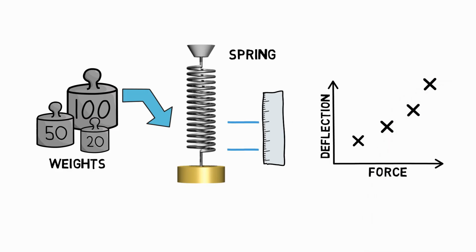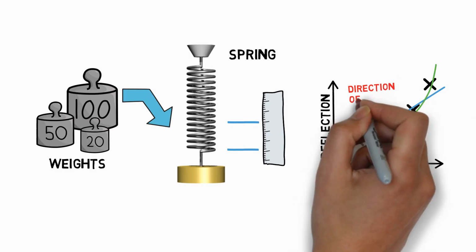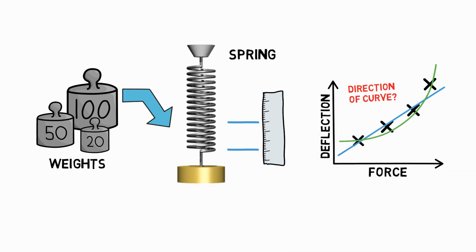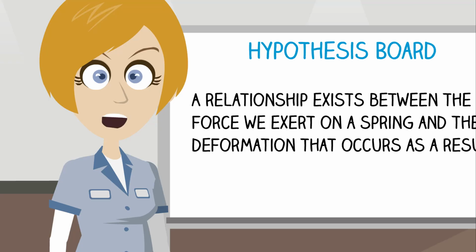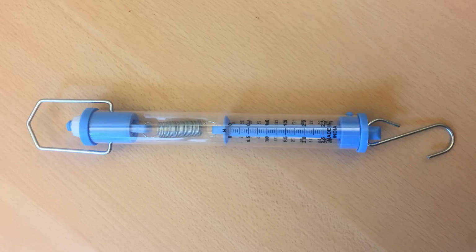Plotting data in graphs is a good way to find out if a relationship exists. Can we draw a straight line through all of our data points, or a curved line? What is the direction of that line? Does it go up or does it go down? These questions can help us understand the relationship, but that's only good if we have some data. So let's get started with testing.